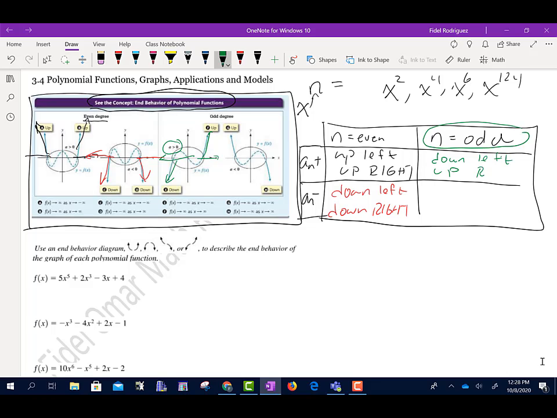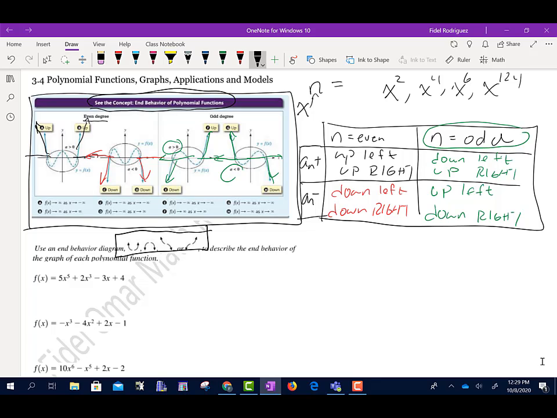and up right. And when my coefficient is negative, as I go to the left, my graph is going up, so up left. And as I go to the right, my graph is going down, so down right. Now the reason why I like to put it in this kind of chart is that it says to use the end behavior diagram. So I'm going to be choosing from these options here to describe the end behavior graph of each polynomial function.